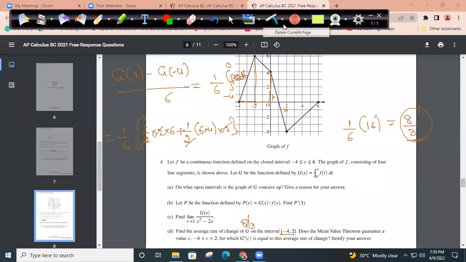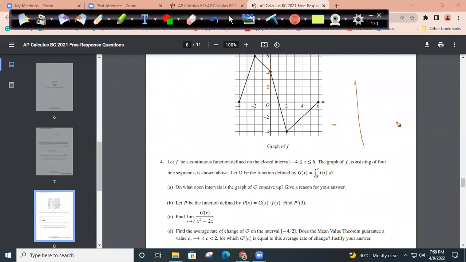Now see the question. What they're asking, the average rate of change between -4 to 2 for this function is 8 by 3. Then will there exist a C such that G dash of C is equal to average rate of change, which is 8 by 3? It is asking G dash of C is equal to 8 by 3. Just now we discussed what we have discussed.